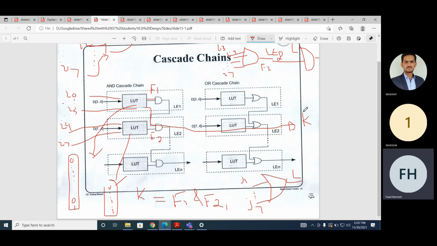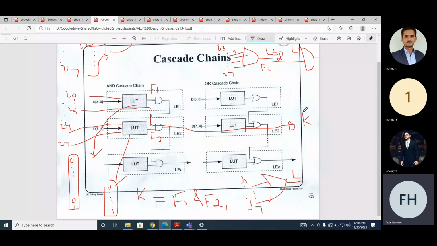So now we have carry in and carry out, and cascade in and cascade out. Carry in and carry out can be used to implement arithmetic functions. Cascade in and cascade out are for logic functions, wider logic functions. So if you want to implement a wider logic function, you will use cascade chains. The cascade chain can be an OR chain or an AND chain.